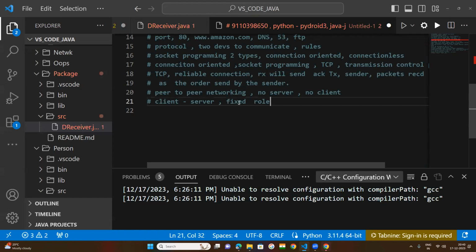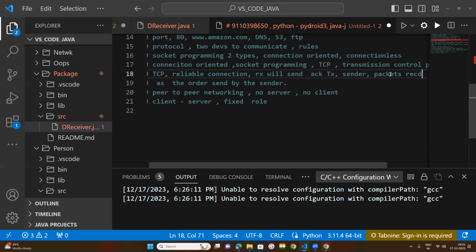So client server has a fixed role, and the server will always be available to you 24/7. So what is TCP? It provides a reliable connection. The receiver sends an acknowledgement to the transmitter, and packets are received in the order sent by the sender. Suppose packets follow the sequence 1, 2, 3; in the same way they will be received.